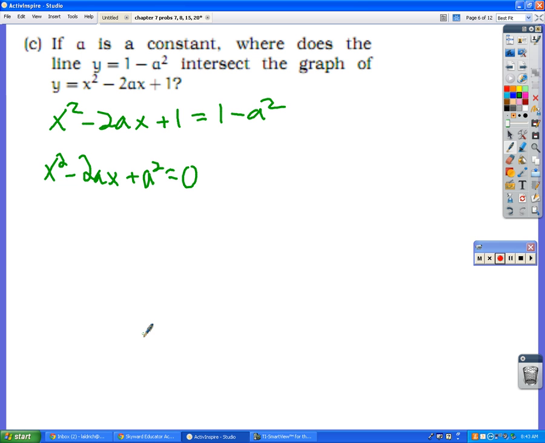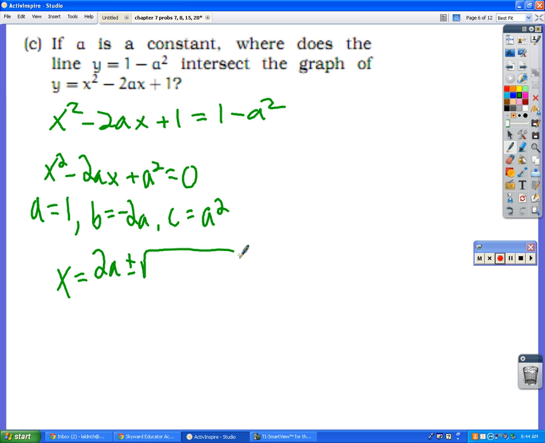Okay? All right, so now we're going to do the same thing again. So a is equal to 1. B is equal to negative 2a. And c is equal to a squared. So now we're going to go around again. So x equals the opposite of b, which is positive 2a, plus or minus the square root of b squared. What's this thing squared?